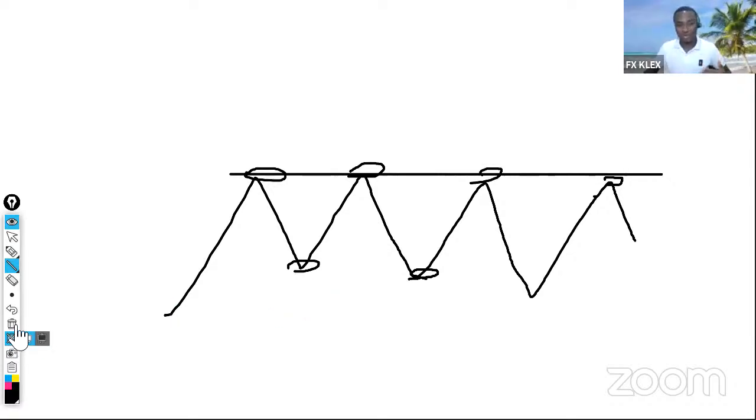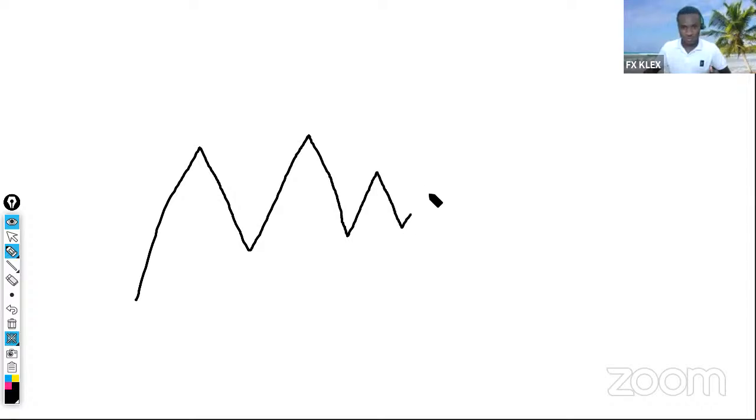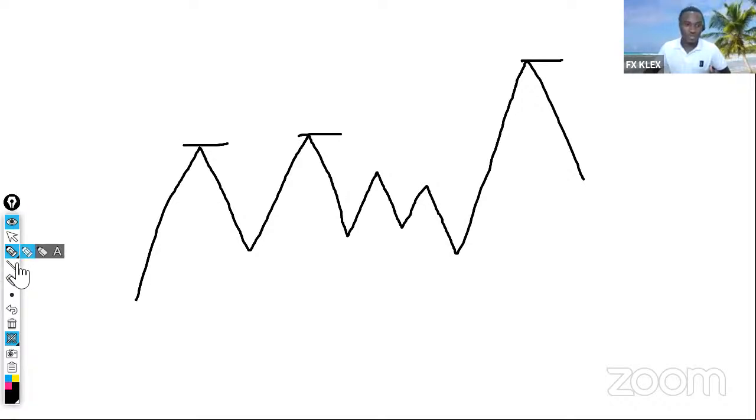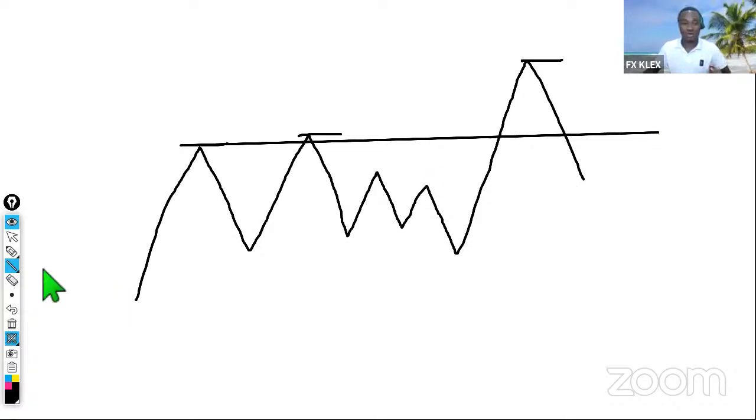In a situation where you don't have swing highs which align at the same zone, for example, we have a swing high like this, then another like this, and another like this, trying to implement your key level structure right there is not the right way, because you are cutting through the middle of the swings. So this is very, very wrong.